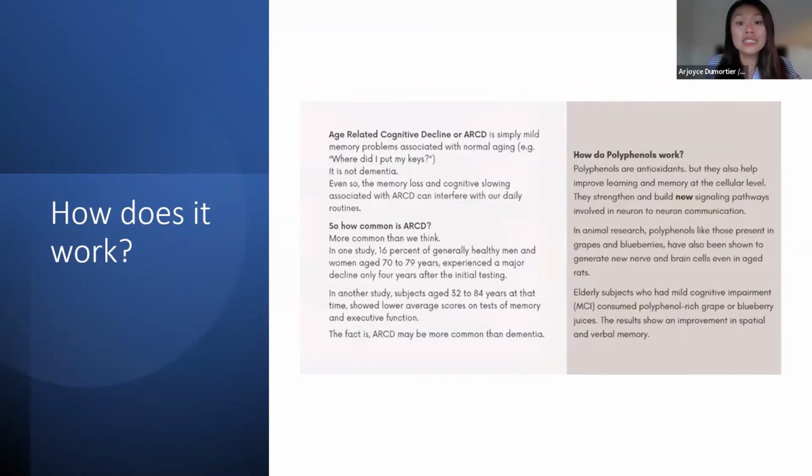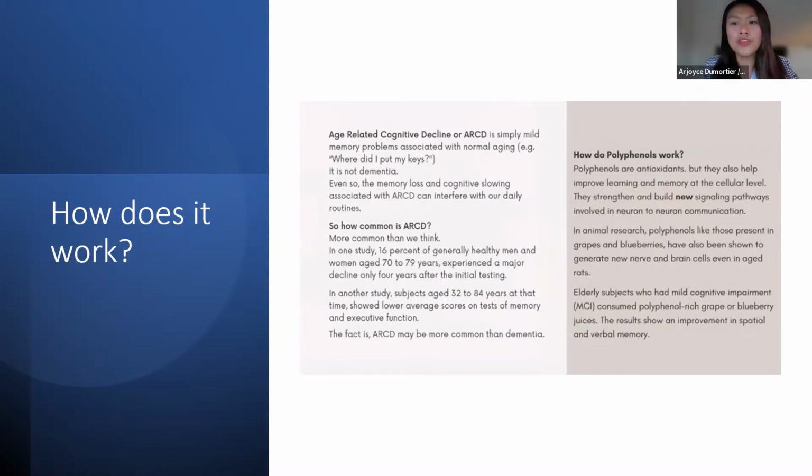So how common is ARCD? Very common. It is more common than we think. In one study, 16% of generally healthy men and women aged 70 to 79 years experienced a major decline only 4 years after the initial testing. In another study, subjects aged 32 to 84 years showed lower average scores on tests of memory and executive function. The fact is, ARCD may be more common than dementia, because dementia mostly happens to people aged 60 and above.